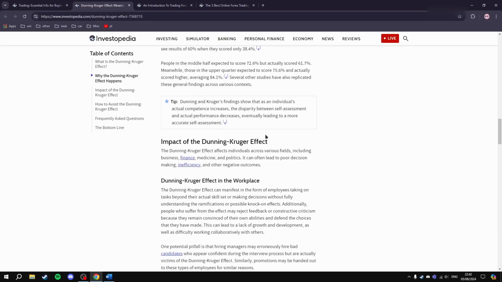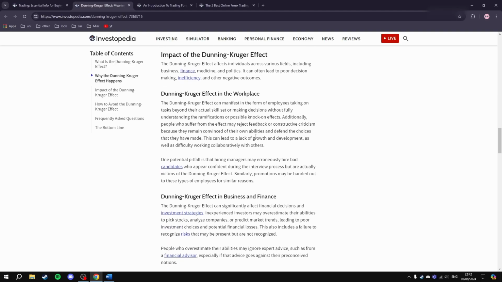Tip: Dunning and Kruger's findings show that as an individual's actual competence increases, the disparity between self-assessment and actual performance decreases, eventually leading to a more accurate self-assessment.